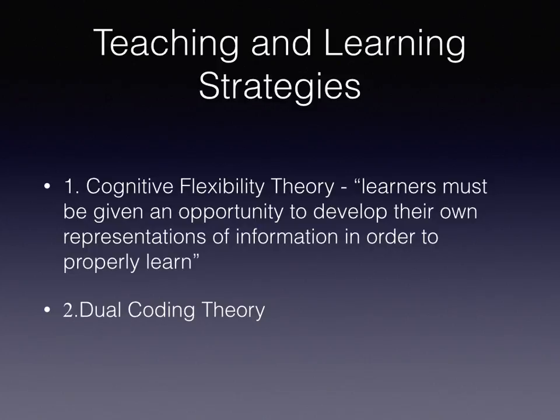Secondary is the dual coding theory, which just says that remembering information is helped by having both visual and verbal representations of the information side by side. As we're going to see with this project, they not only need to write down the information, but they're also going to have pictures to support it as well.